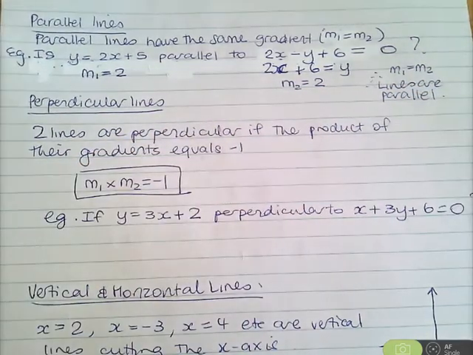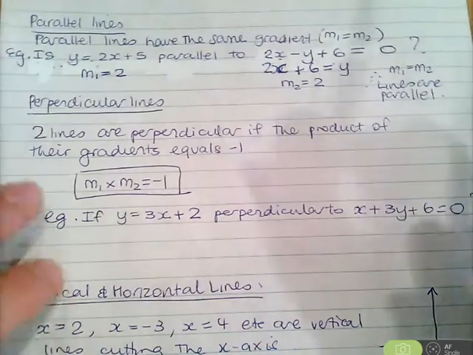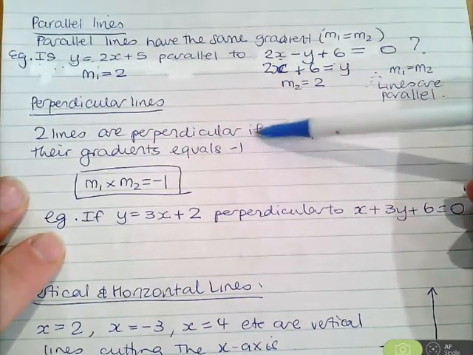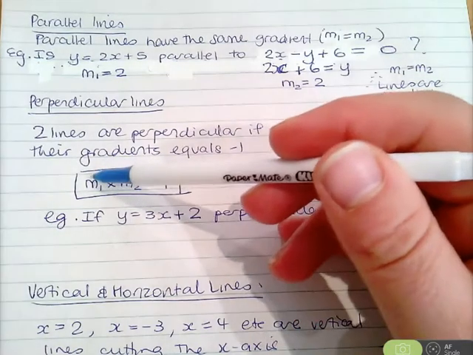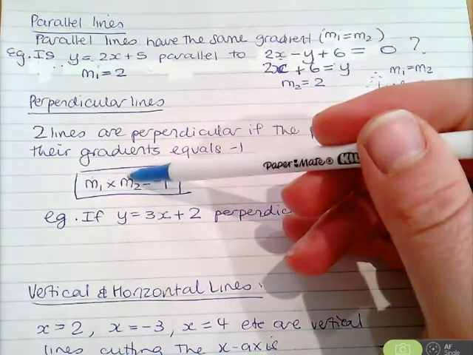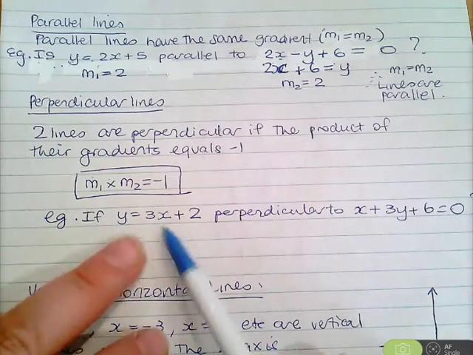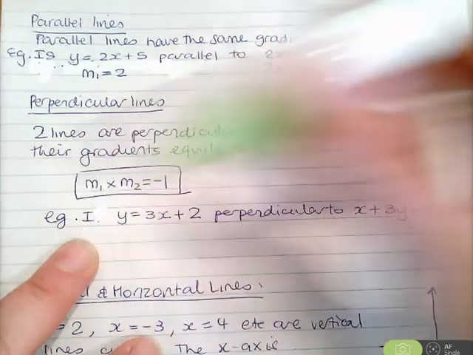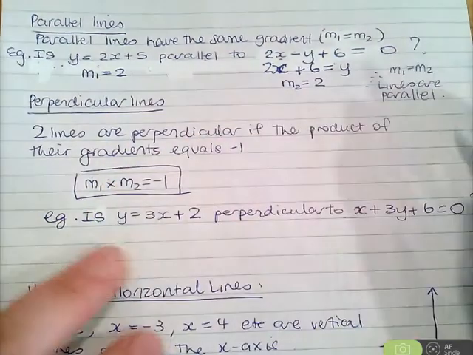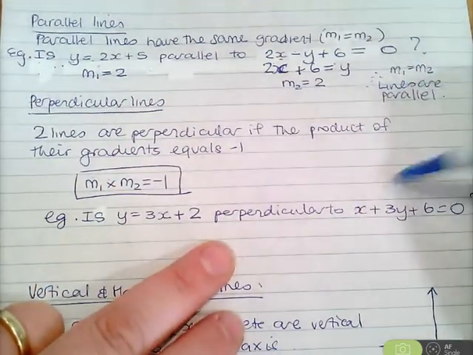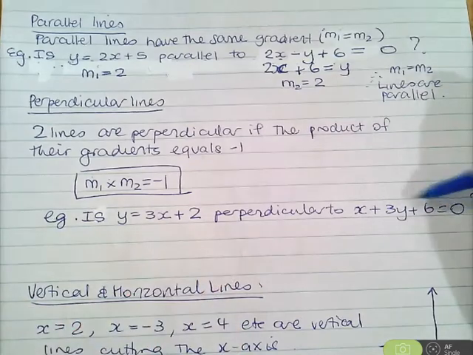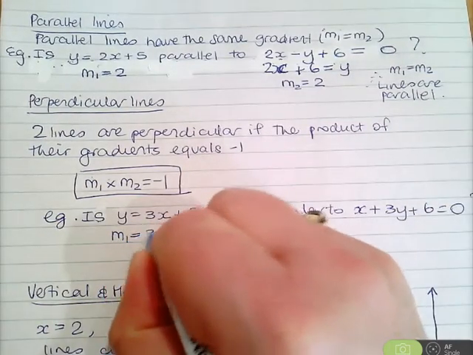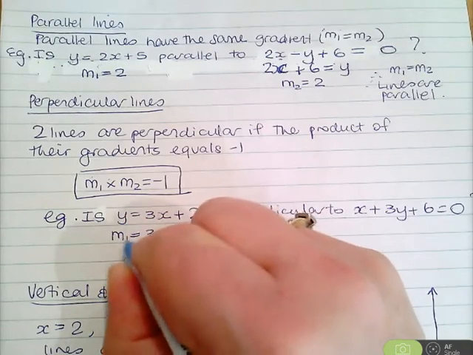Okay? Now, perpendicular lines. Two lines are perpendicular if the product of their gradients is equal to negative 1. In other words, the first gradient times the second gradient is negative 1. Now, here is a question. Is y equals 3x plus 2 perpendicular to x plus 3y plus 6 equals 0? So looking at this line, the gradient of this line is 3. I'm calling it line 1, so m1 is 3.